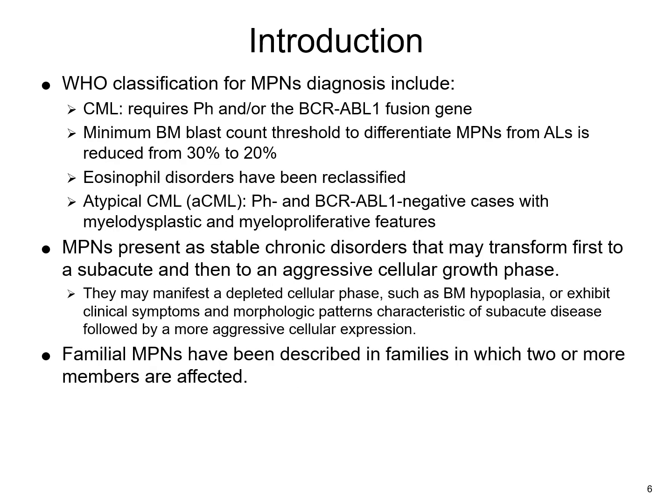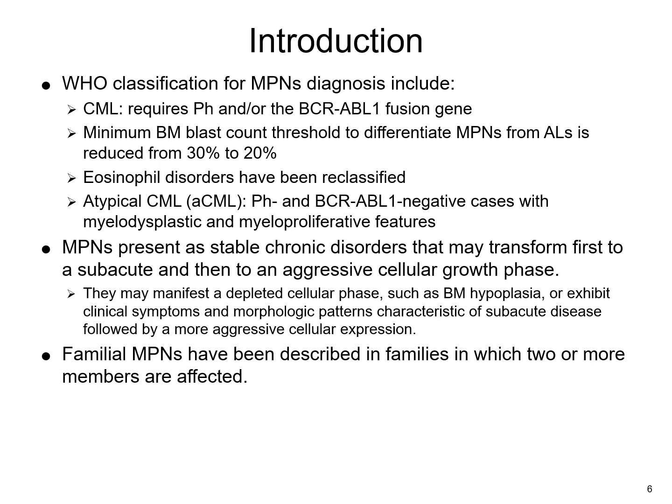Now, just so you're aware, some of the WHO classifications for the myeloproliferative neoplasm diagnosis will include, for your CML, that it does require the Philadelphia chromosome and/or the BCR-ABL1 fusion gene to be present. There has to be a minimum bone marrow blast count threshold to differentiate your myeloproliferative neoplasms from your acute leukemias. And that's been reduced from 30% to 20%.